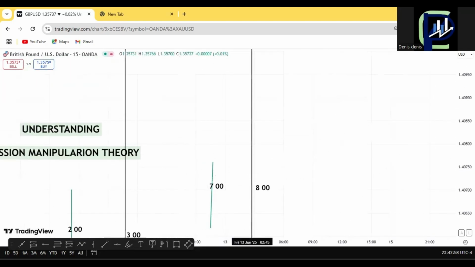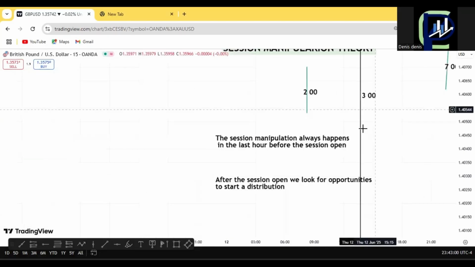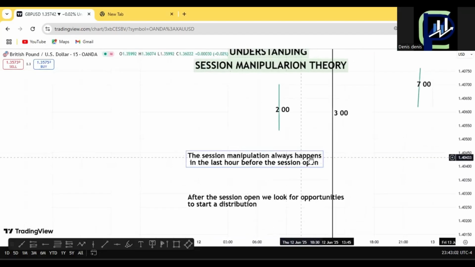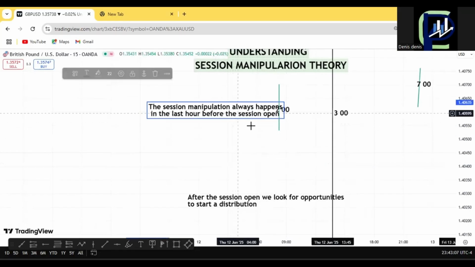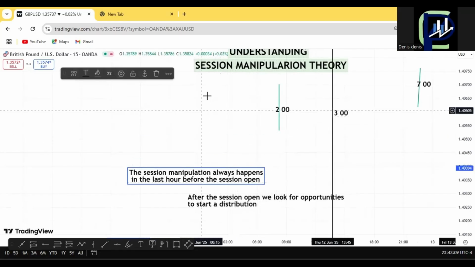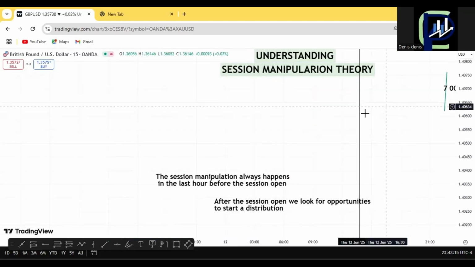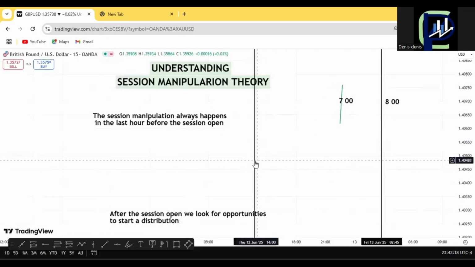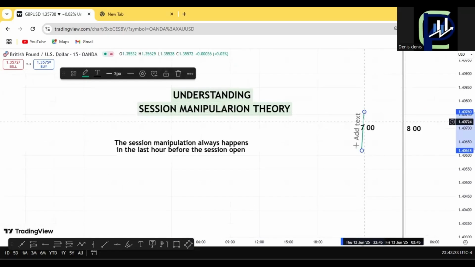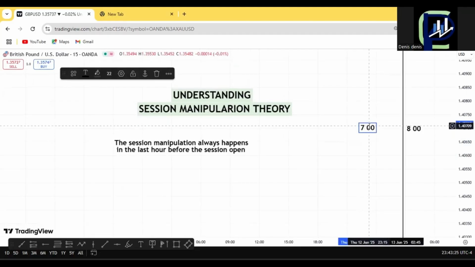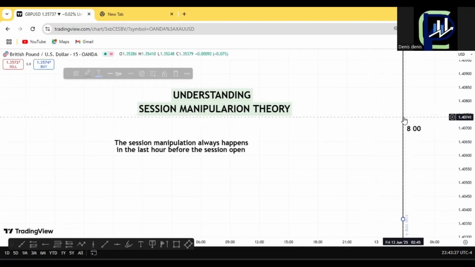So now let's look at this. This is what the theory says. We're saying that the session manipulation always happens in the last hour before the session opens. That means 1 hour before the session is going to start, we are going to have the manipulation, starting just 1 hour before the session starts. And then after it has started, we want to start looking for distribution in the session.